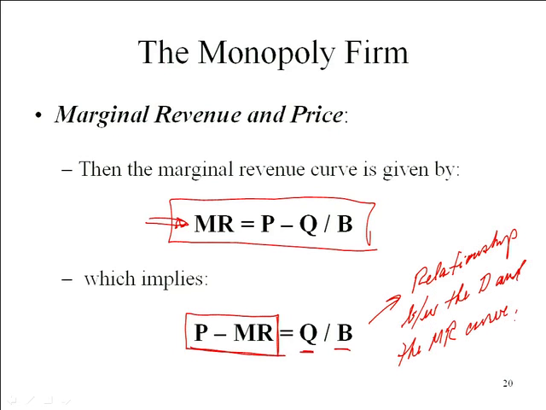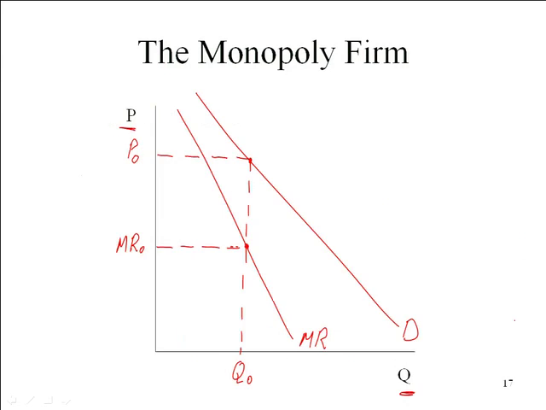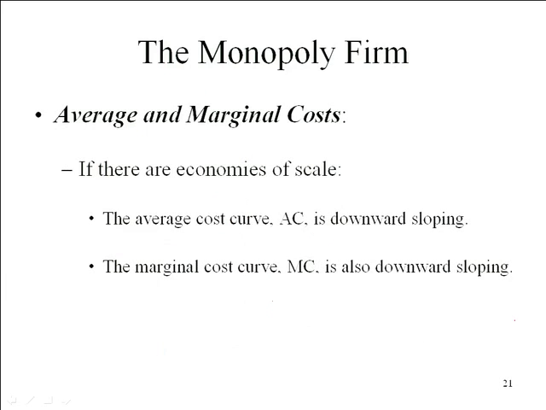Now, of course, as you know, we can look at this diagram. We don't know that we're at Q naught, right? In order to find where we want to be producing, we need some more information. And what we really want to think about here in terms of the additional information is what our cost curves look like, our average and our marginal cost curves.